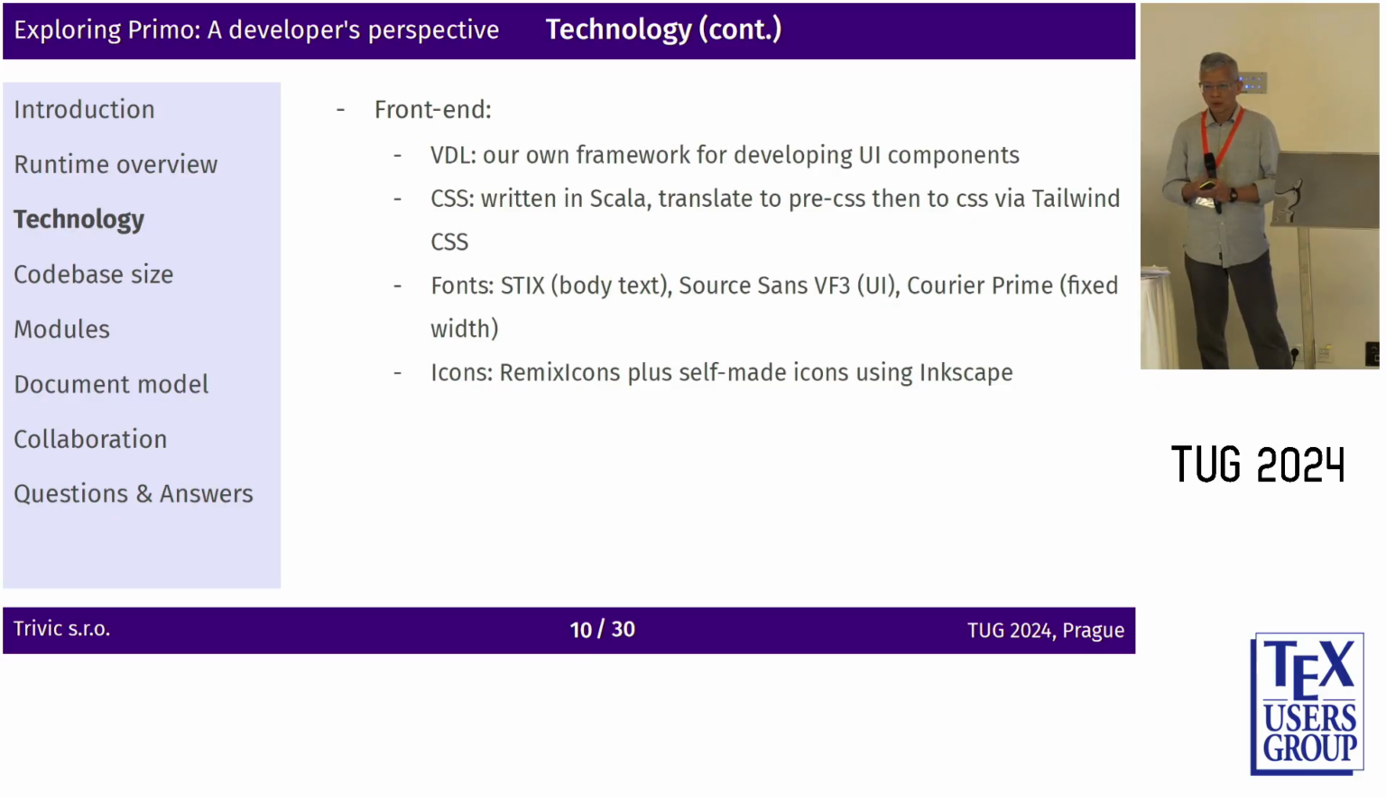And for the font, we use STIX, actually STIX, like Vincent for his class. And for the UI, we use Source Sans font. And for the fixed width, we use Courier Prime. And for the icons, we use the so-called Remix Icons, which are a little bit less known, but for us, it is a perfect fit. And when there are some icons that we need, then we make them ourselves in Inkscape.